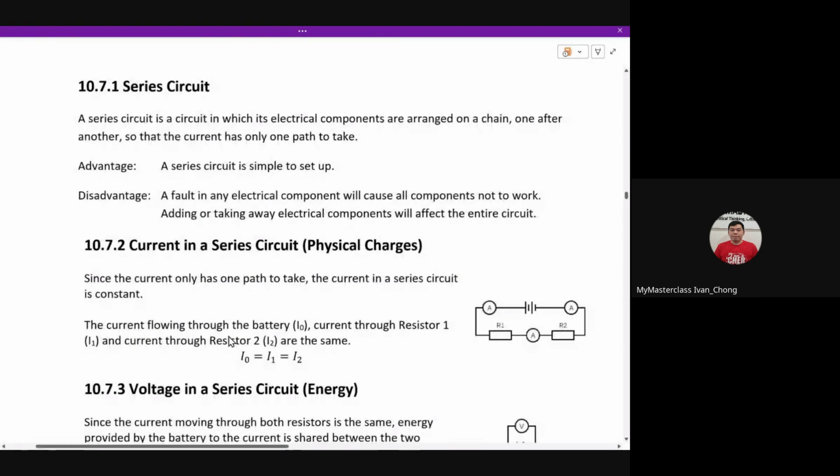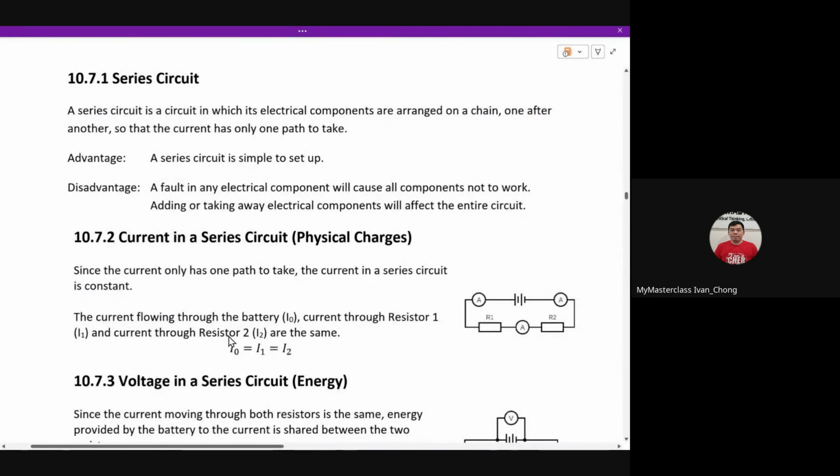Now, next, let's talk about your series and parallel, because previously we only talked about your resistance, right? How do we calculate total resistance? So now we need to know how we actually find your current and your voltage respectively. So a series circuit means all your components only have one path to take. They are arranged in one single loop. Okay. Good thing, it's very simple to set up. Okay, and cheap. Bad thing is if there is a problem, all components do not work. Okay, so that is the problem with this circuit.